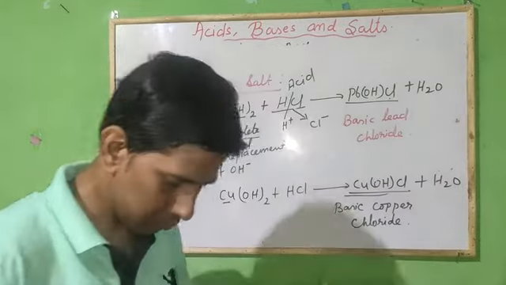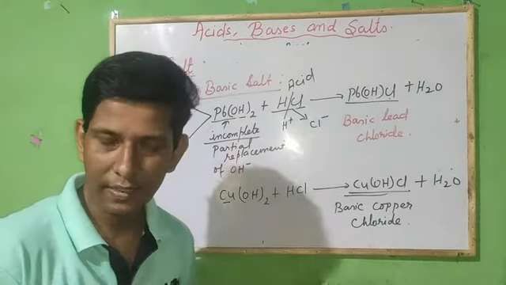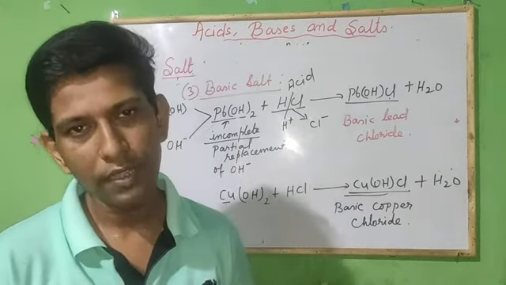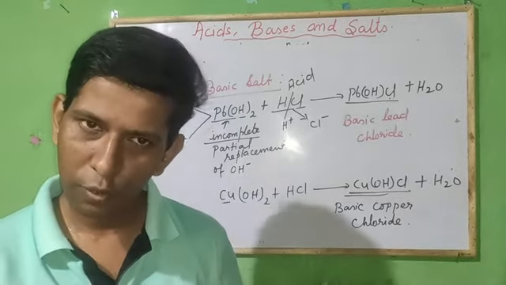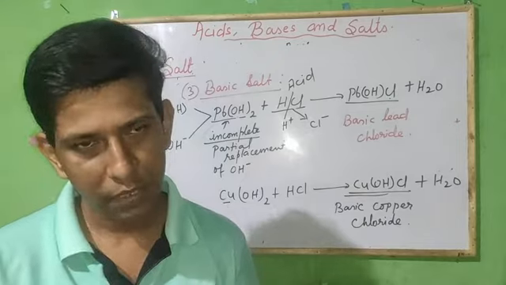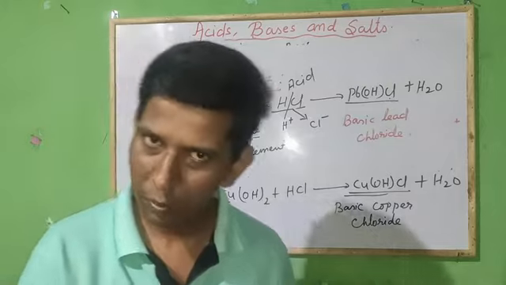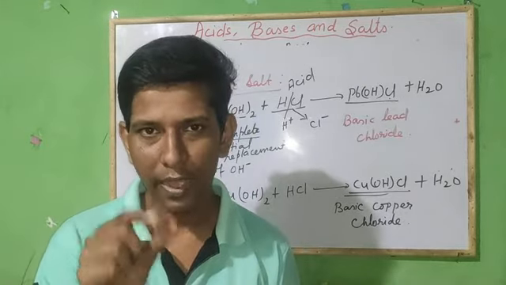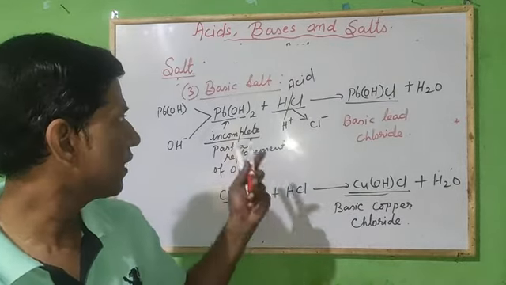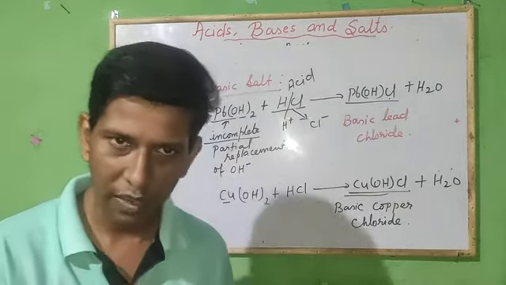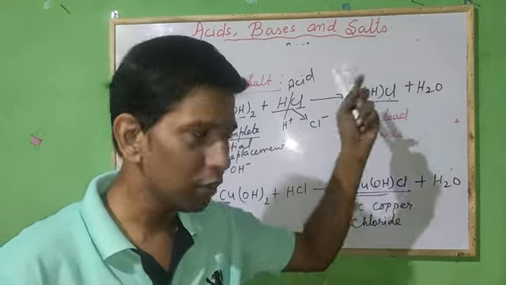Clear, children? So in this way, three types of salt we have discussed right now. One is normal salt. In this salt we have seen that neither H plus ion is there in the salt nor OH minus. It means that complete replacement took place. In acidic salt we have seen partial replacement of H plus ion, and that is the reason H ion is there in that salt, that is acidic salt. In basic salt we have seen incomplete or partial replacement of OH minus ion, and that is the reason OH ion is there in this type of salt.